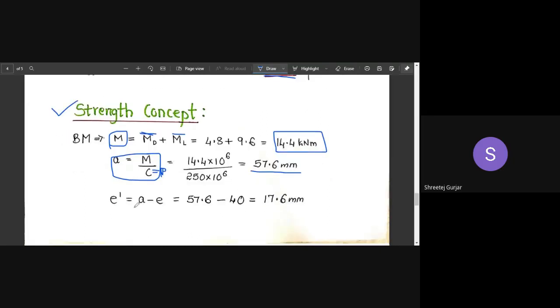From the lever arm distance, you subtract your eccentricity to get e dash. So this is your lever arm, 57.6. And from 57.6, if you reduce your eccentricity of 40 mm, you get e dash, that is 17.6. This is the location of your force C from your CGC, so this is your e dash. So we have all the things that are required for substituting in the formula.